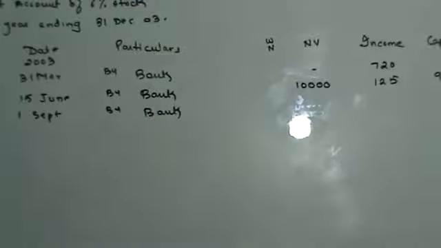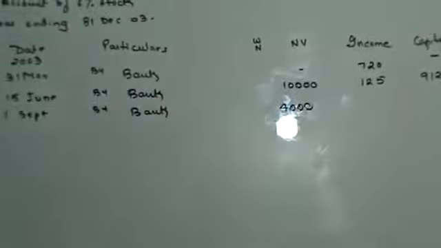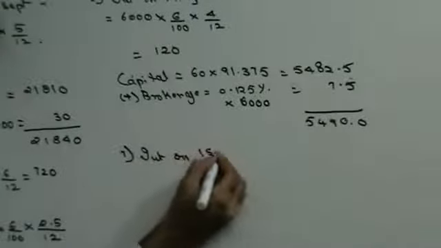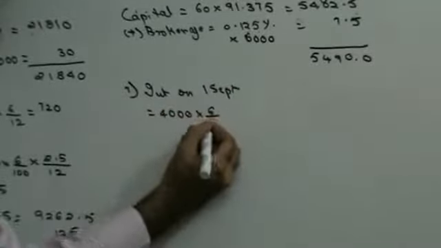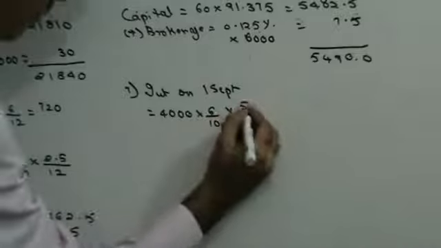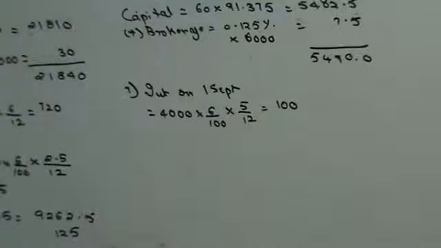You have sold debentures of 4,000. Let's calculate interest on 1st September. These are 6% debentures. Right, 1st September, that means 5 months. Can someone please help me calculate this? 100. Right? Now, let's see this.